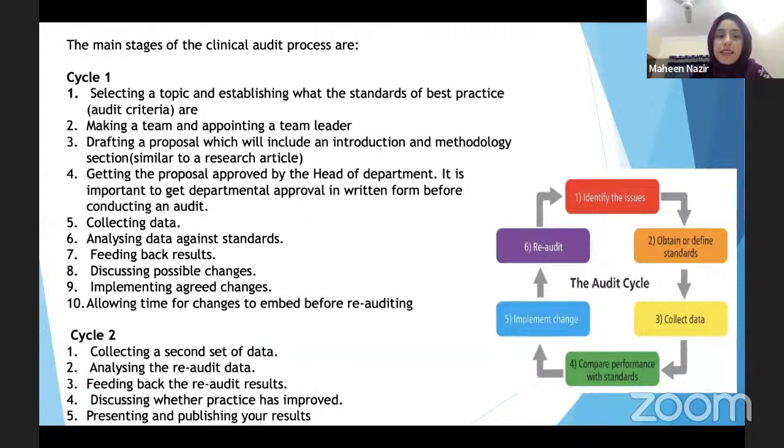Okay, the next step is collecting the data, analyzing the data against the standards, and then making the results. And then this is where it gets really important. You have to recommend possible changes that should be, I mean, you have to.